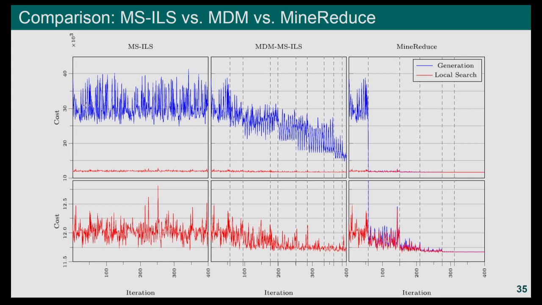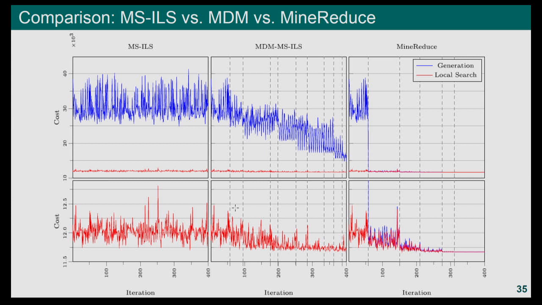In the MDM, we have those dashed lines which mark the moments where pattern mining was applied and we started using new patterns in solution generation. So we can see there's an improvement in initial solution costs every time we mine patterns and start using them. And these improvements are reflected in the local optimum cost. And the costs are further and further improved every time we mine new patterns.